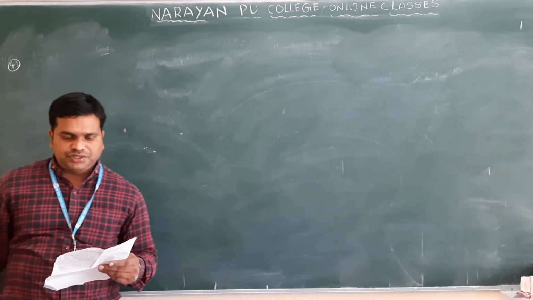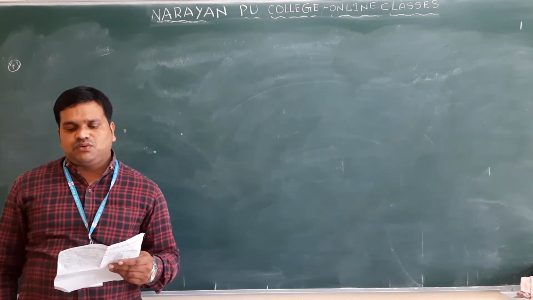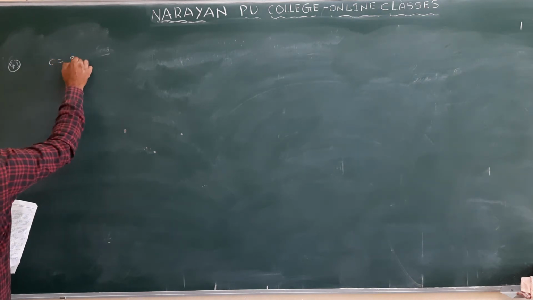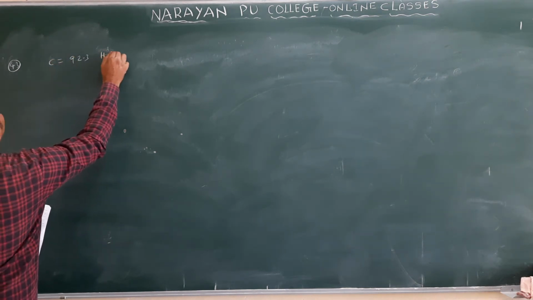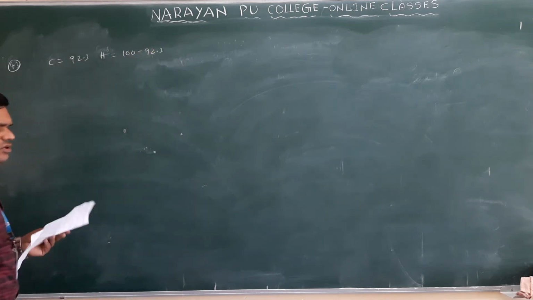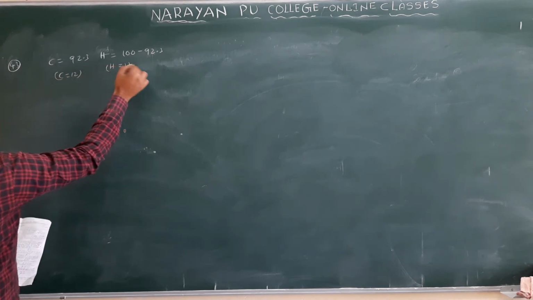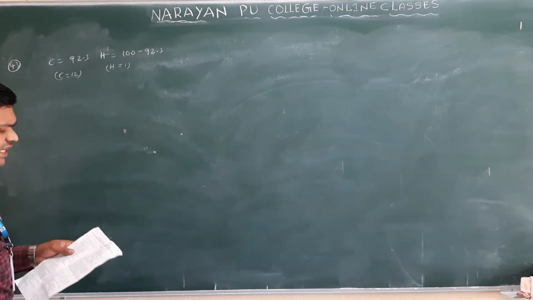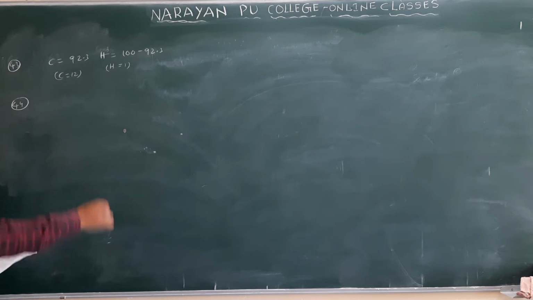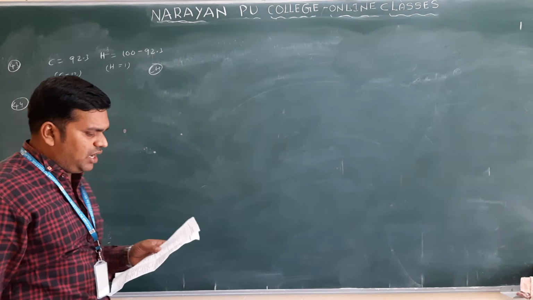See question number 43. We have an organic compound of carbon and hydrogen with 92.3 percent of carbon, and they ask what is the empirical formula. This is the easiest question only. Carbon is given as 92.3. We can find the hydrogen percentage as 100 minus 92.3. You know the carbon atomic weight is 12 only, and hydrogen atomic weight is 1 only. It is a simple calculation. You will get CH as the empirical formula of the compound.